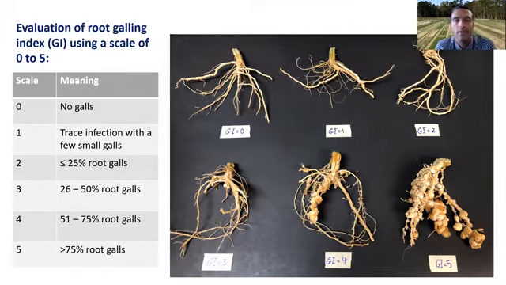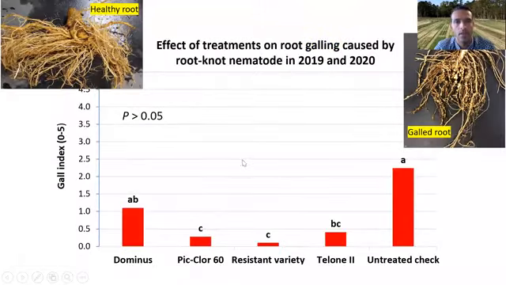One of the factors for evaluation of nematode damage is to look at the gall rating. For that, we use a scale of 0 to 5. 0 means there is no gall on the roots, and 5 means that more than 70% of the roots were galled. As you can see in this picture, a gall index of 0 means that the roots are healthy, whereas a gall index of 5 means that the roots are full of galls.